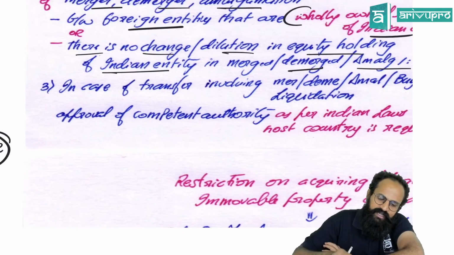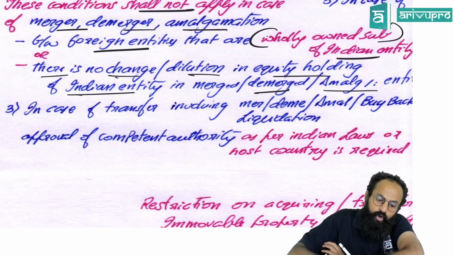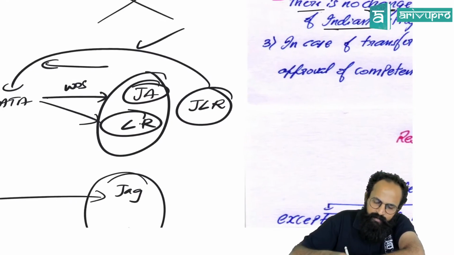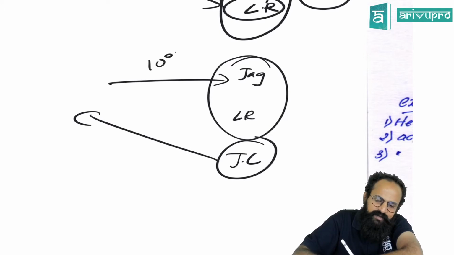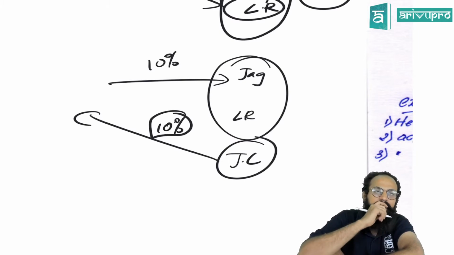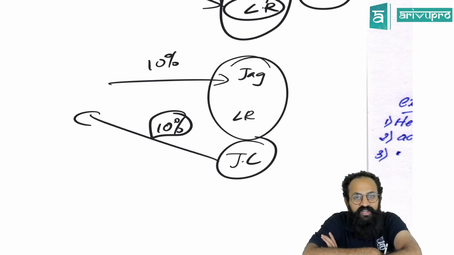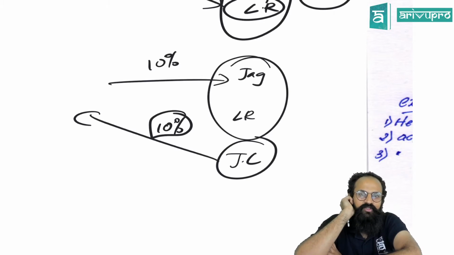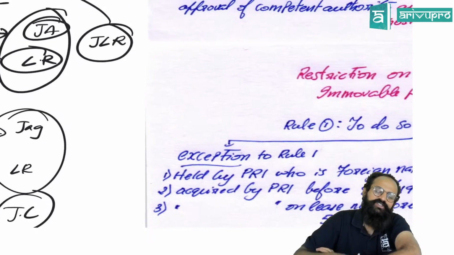In this case, they are telling you there is no change or dilution in equity. Meaning, if I had 10% in Jaguar, even in Jaguar Land Rover together I should have 10%. If there is any dilution, then it is not possible. Clear? There is a third condition also. We'll see what that is.